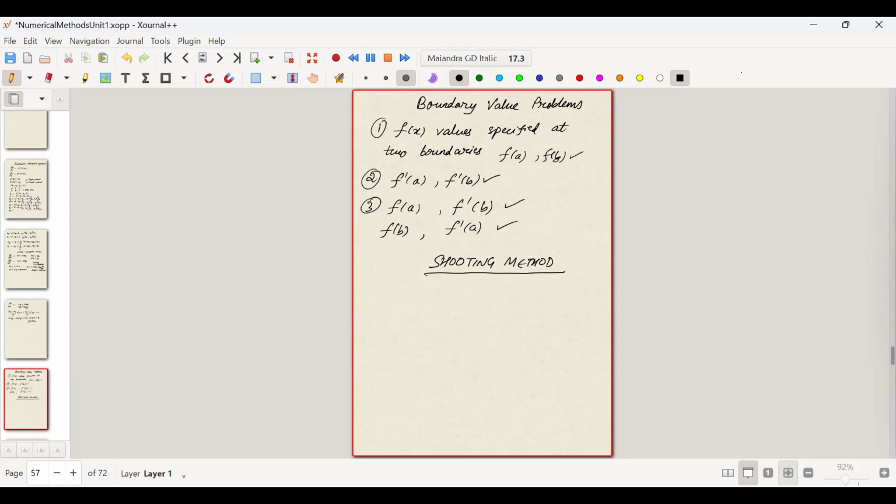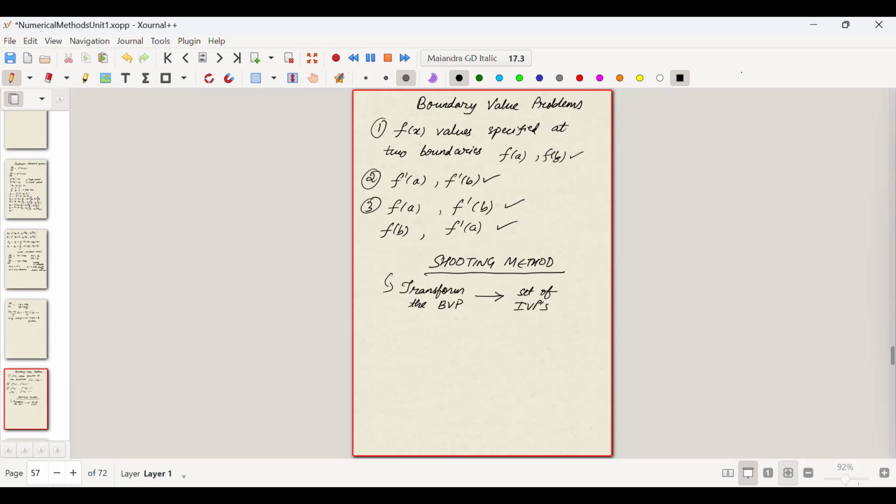The basic idea is that we will transform the boundary value problem, which I will start calling a BVP, into a set of IVPs, the initial value problems. This is one of the methods.